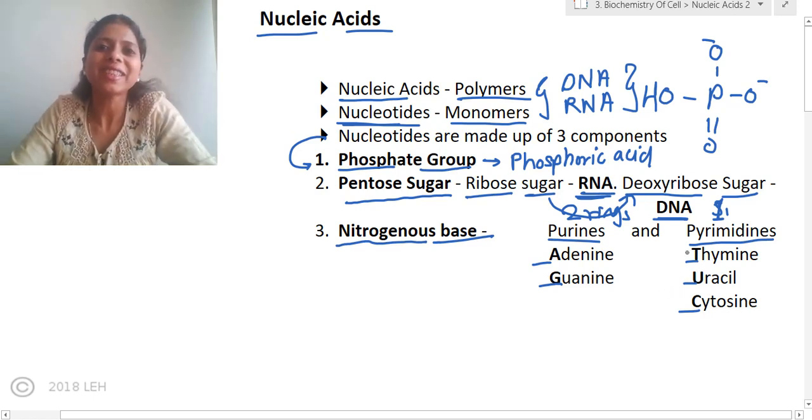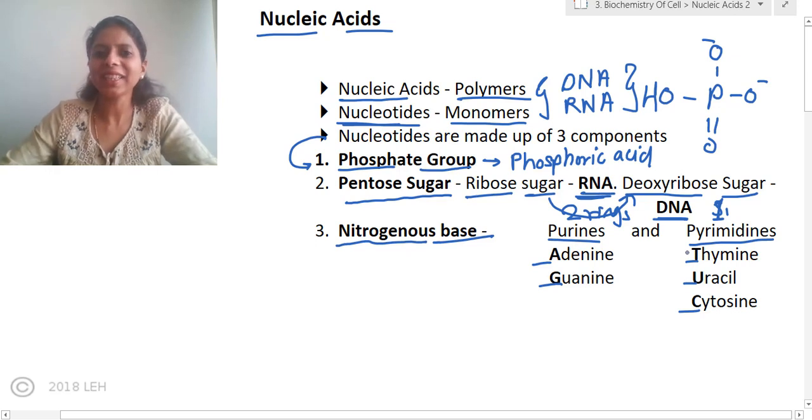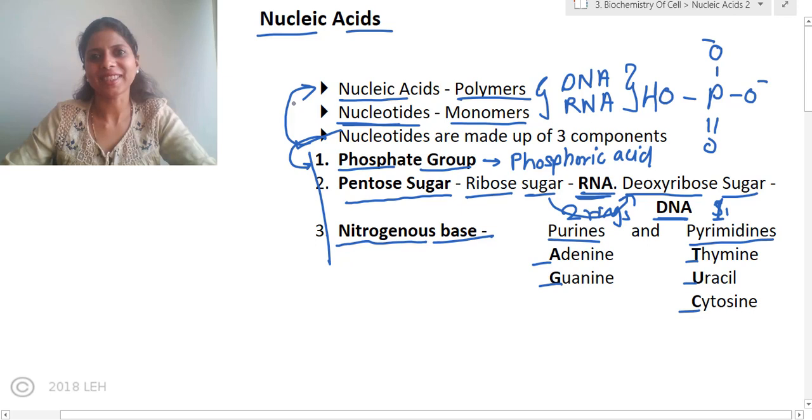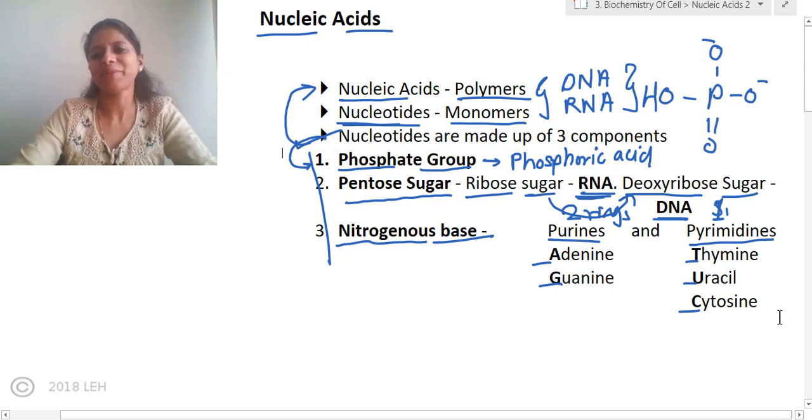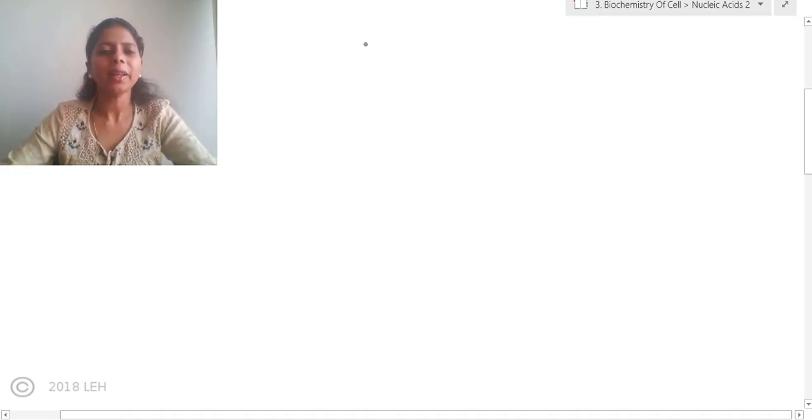So today we will study how exactly these components join to form nucleotide, and then how nucleotides join to form nucleic acids. Clear about it? So let us begin. Now let us draw each component of nucleotide separately, and then we will try to understand how exactly joining is done. So the first component of nucleotide is the phosphate group. So this is the phosphate group.